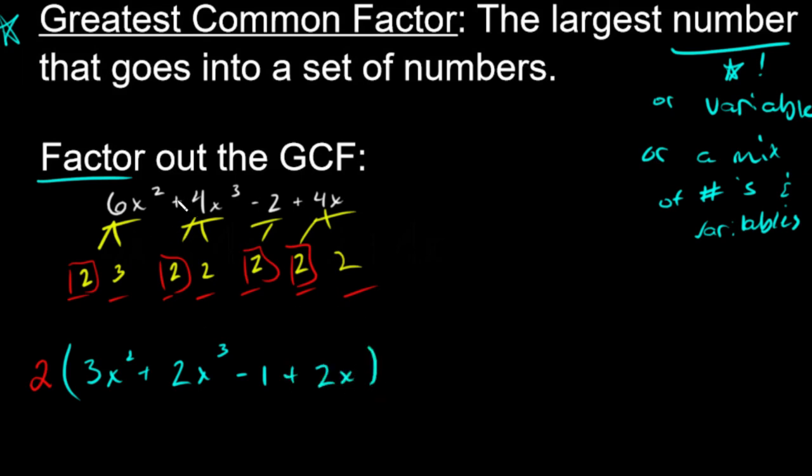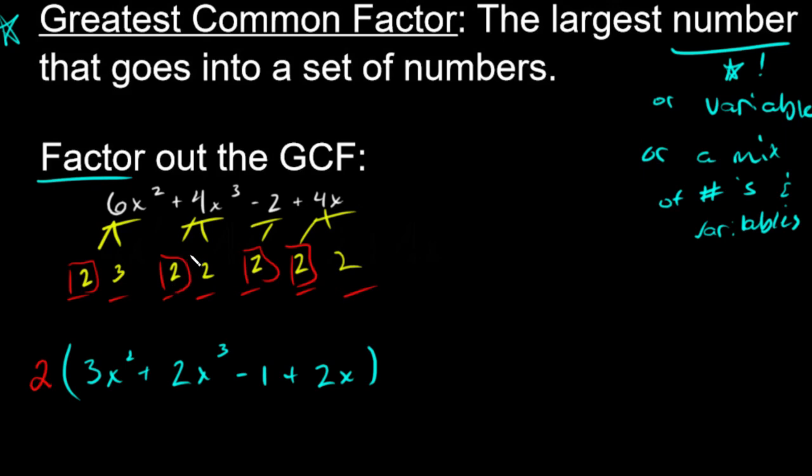Now here's how you can know you did this right. This is important. If you could redistribute the 2 back in, you guys remember distributing? You'd get 6x squared. Hey, look, 6x squared. Then you'd have 4x cubed. That's 4x cubed. Now 2 and negative 1 make negative 2 when you multiply. And 2 times 2x is 4x. All right, that's how you know you did it right. This is what factoring is. It's like reverse distributing, right? It's creating something in which you could distribute back in.